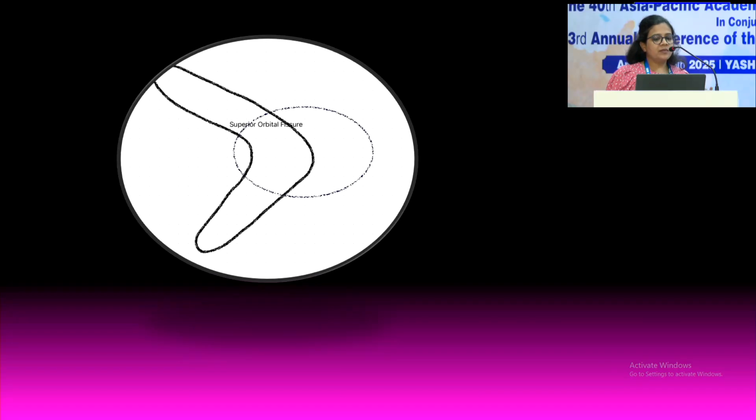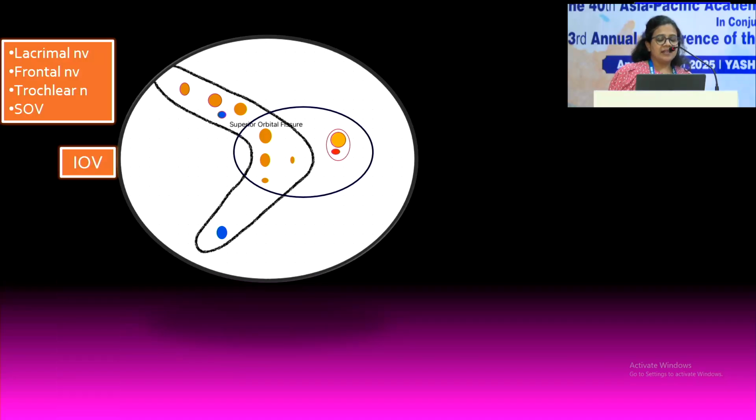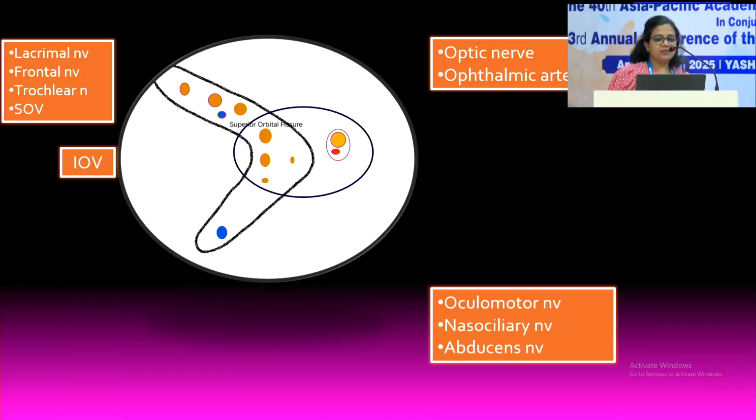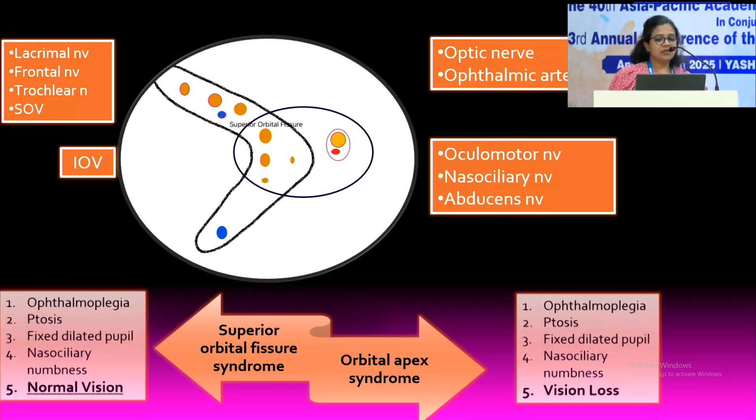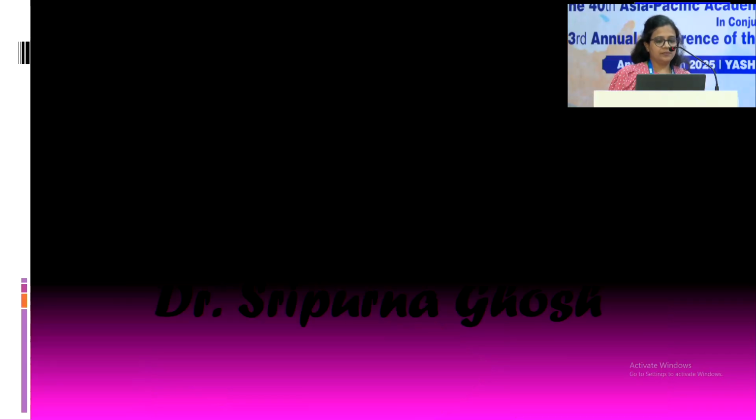We have the superior orbital fissure in the apical region, the annulus of Zinn, the nerves, and the vessels. Based on involvement of these structures, we have the superior orbital fissure syndrome and the orbital apex syndrome. The difference between the two is the involvement of the optic nerve.